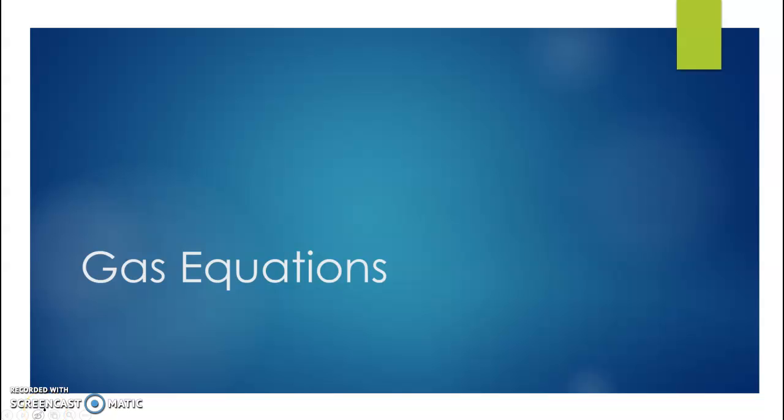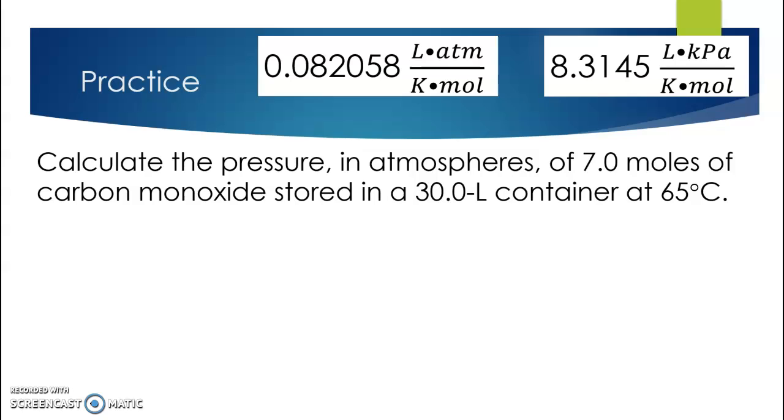So we are going to continue to explore some of those equations related to gases and their behaviors. So let's start with a practice, a review problem. Calculate the pressure in atmospheres of 7 moles of carbon monoxide stored in a 30-liter container at 65 degrees Celsius. So I can recognize that this is what I would call a PV=nRT problem, or a problem where I need to apply the ideal gas law.